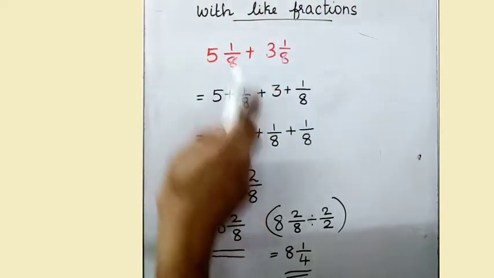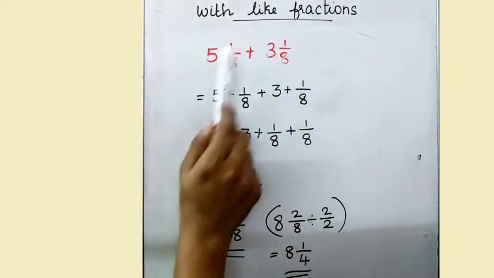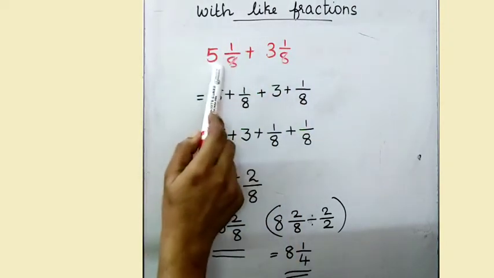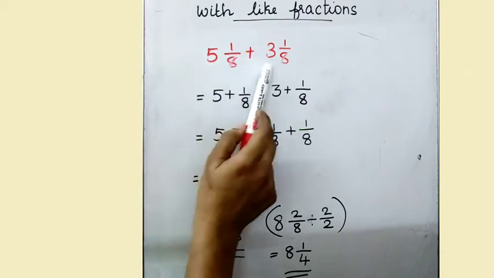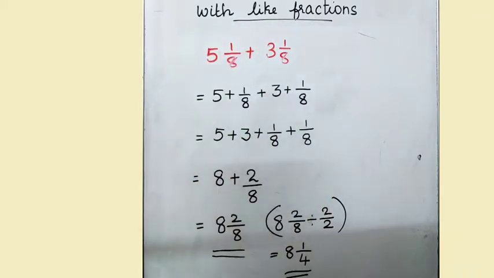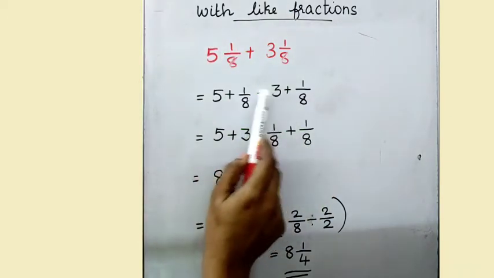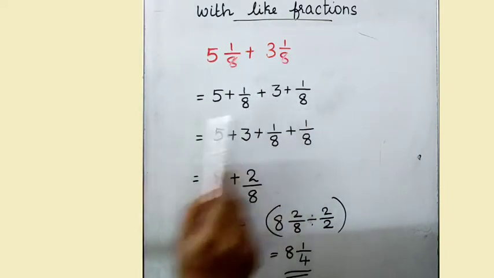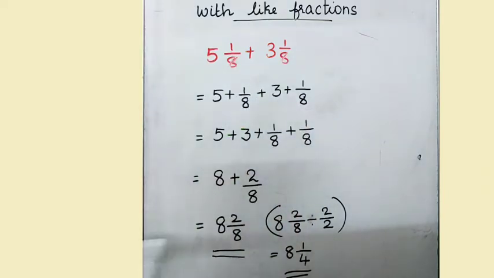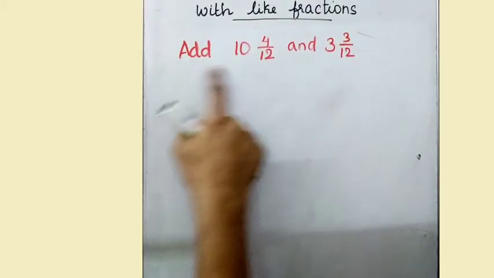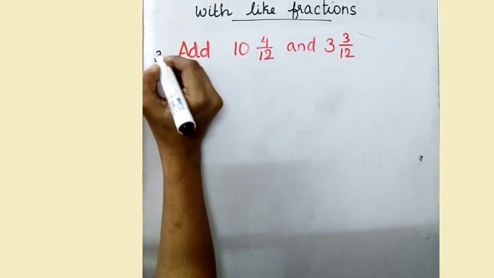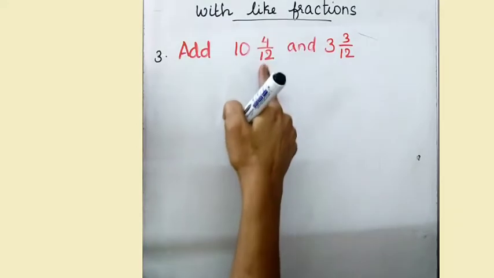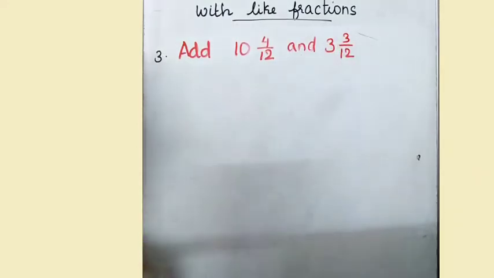How will you add these mixed like fractions? First of all, add the whole number part and then the like fractions. We only add the numerator of the like fractions. Thus, we will get the answer. Then look into one more example. Look into the fraction. This is the third question. Add 10 and 4 by 12 and 3 and 3 by 12.